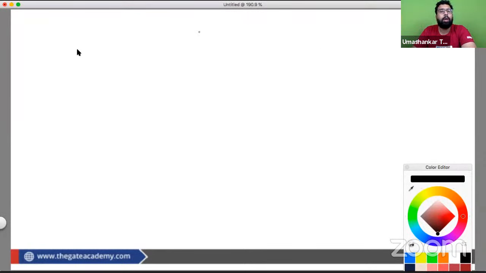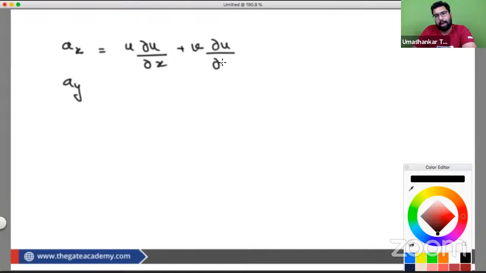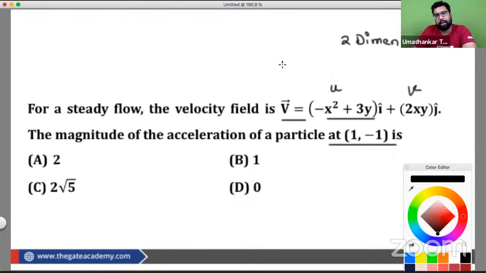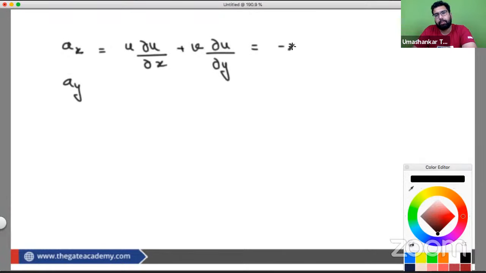So again, the flow is steady. So we have this acceleration, only ax and ay will be there, and it is going to be equal to del u by del x plus v del u by del y. Okay, so let's just find it here. So what is this u? It is minus x square plus 3y.